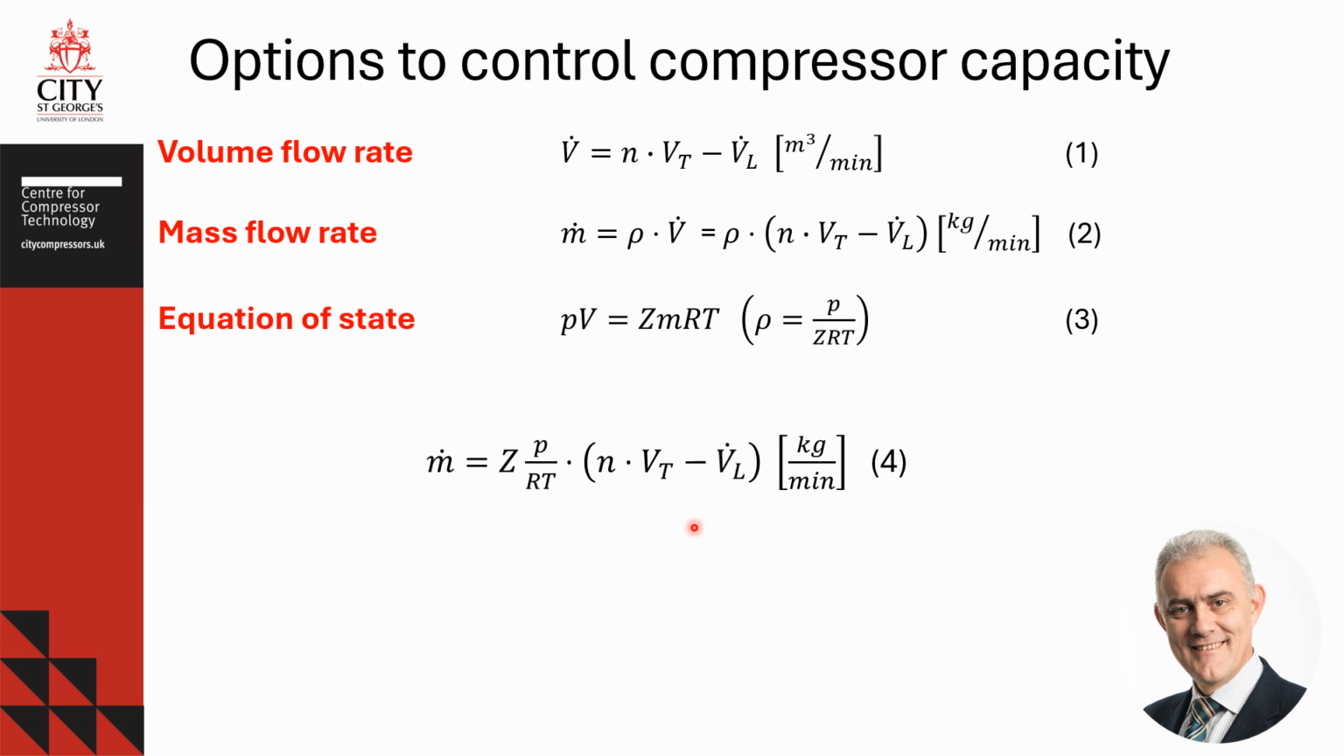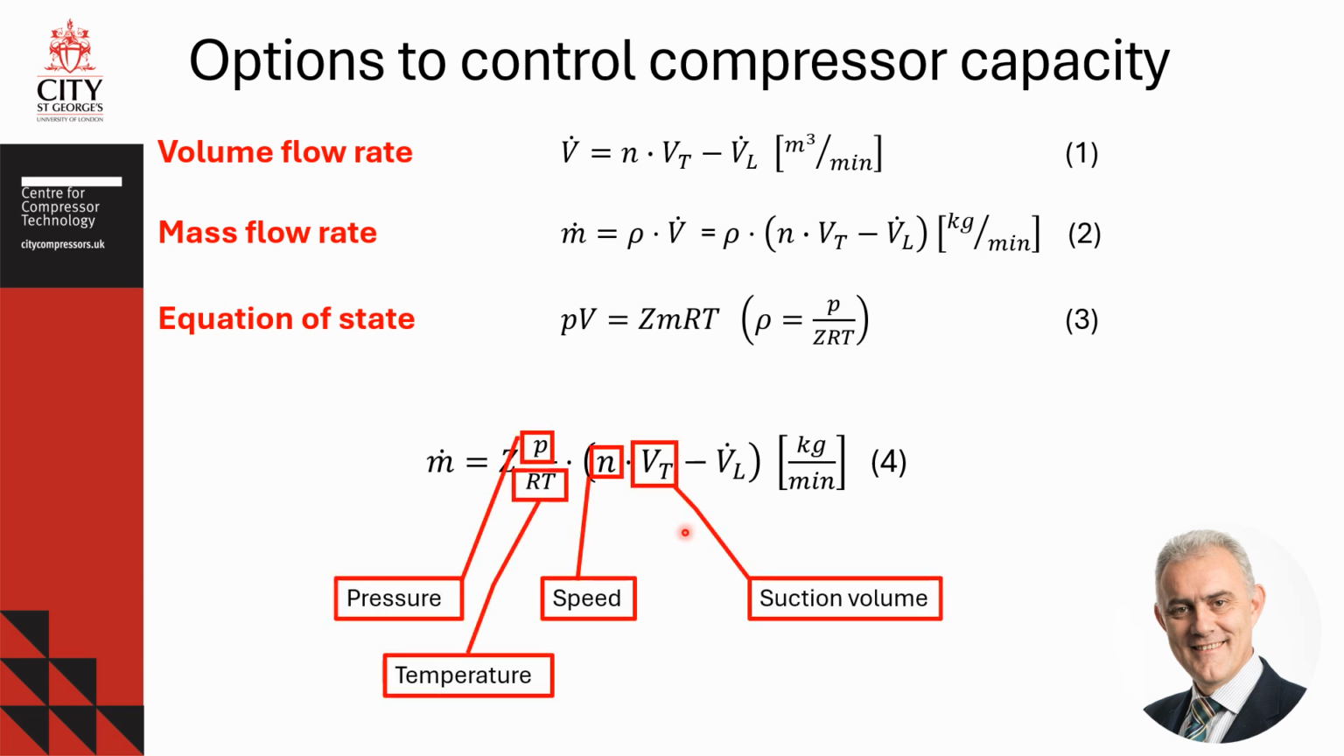Parameters in equation 4 define how capacity can be regulated, and this is by changing the suction volume, changing the compressor speed, changing the suction pressure, or by changing the suction temperature or gas composition. The first three are practically possible and used, while the last one is impractical. Let us now examine how each of these modes of capacity control are practically implemented and how they can affect performance of a compressor.